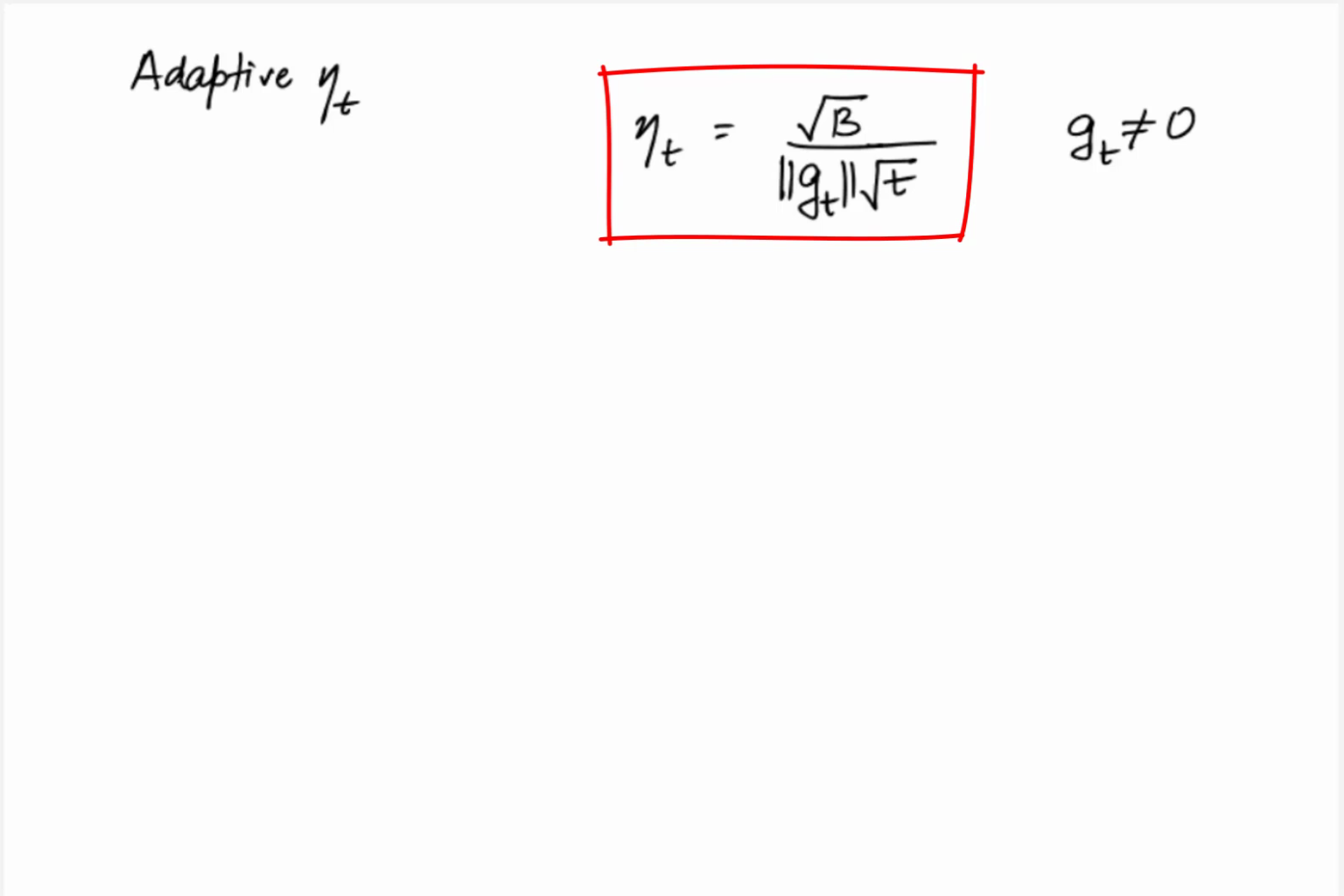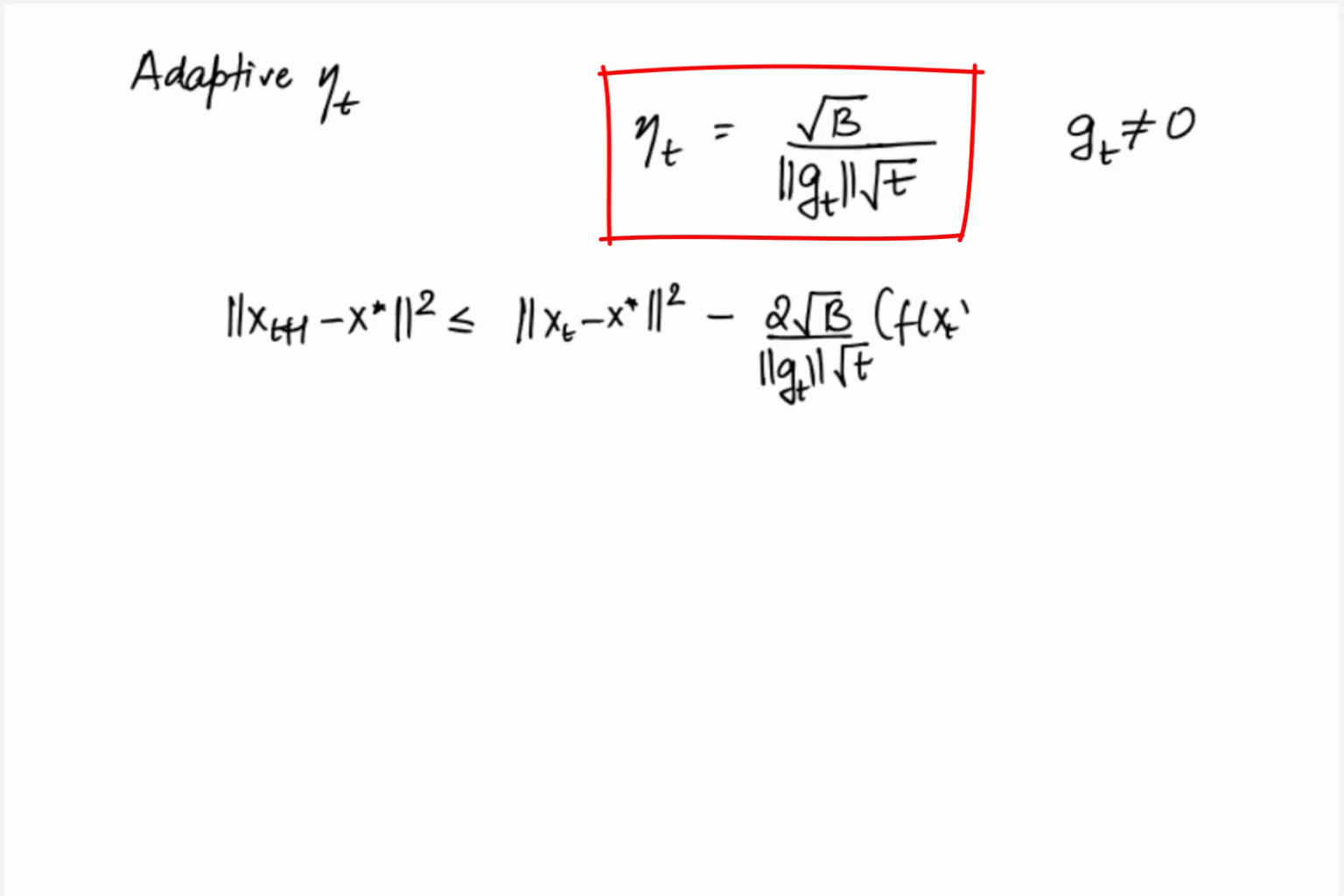We are assuming that gt is non-zero, or else we would have found the optimum. So substituting that into the one-step inequality, we get that norm square of xt plus 1 minus x star is less than or equal to norm square of xt minus x star minus 2 times square root b by norm of gt square root t times f of xt minus f of x star plus b by t.